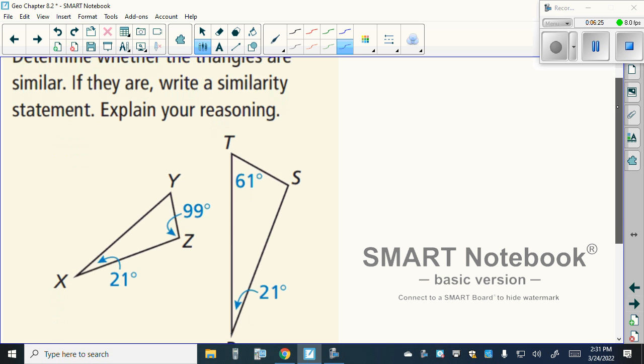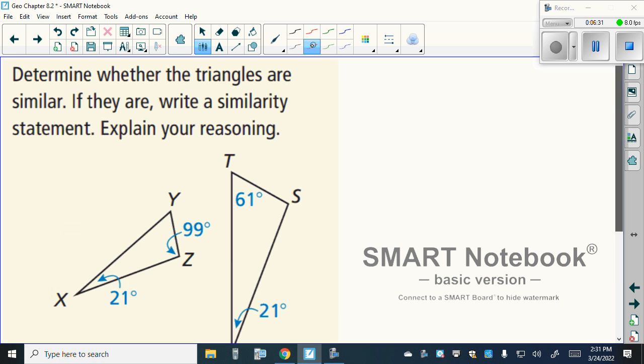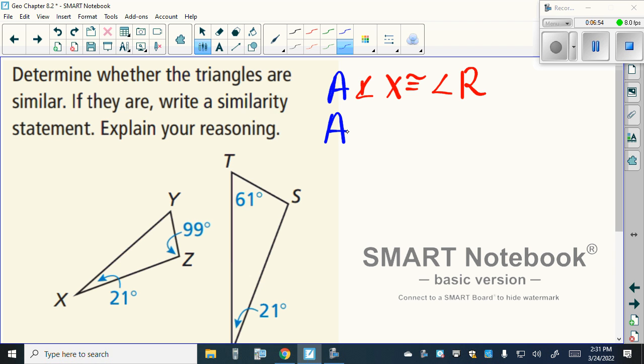So determine whether the triangles are similar. If they are, write a similarity statement. Well, looking at these two triangles here, we do know that angle X is congruent to what? Angle R, because X and R are both 21 degrees, yes? So we do have one angle. How many more do we need? Well, two or just one, because either way works, because we need two total, we've got one. We need one more, yes?